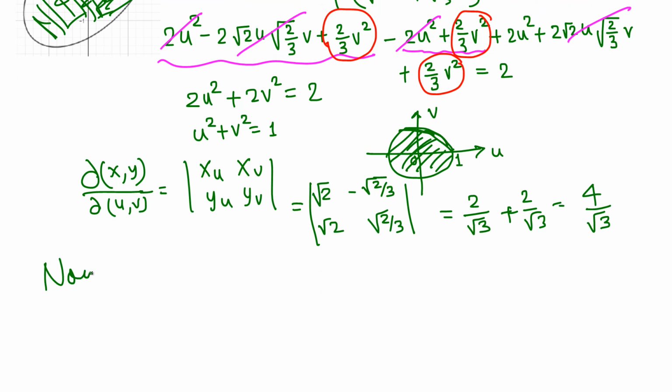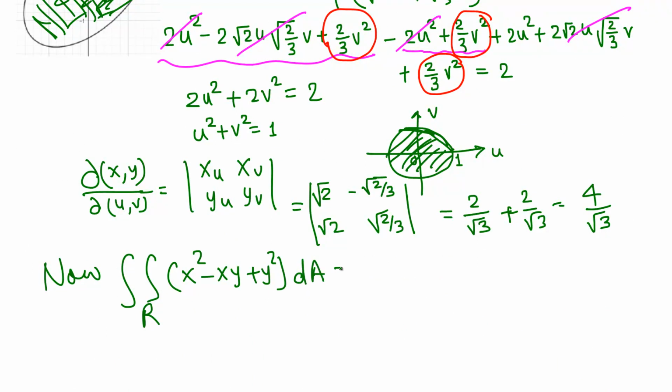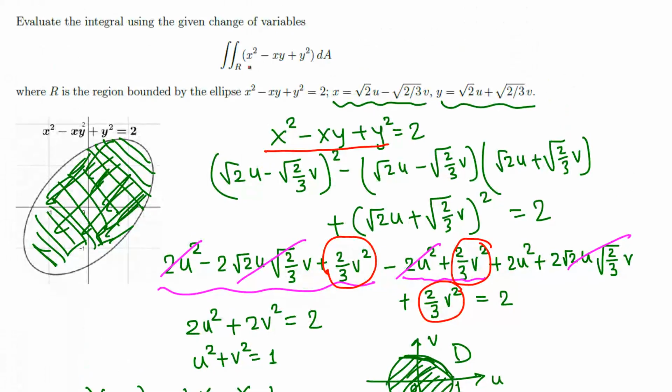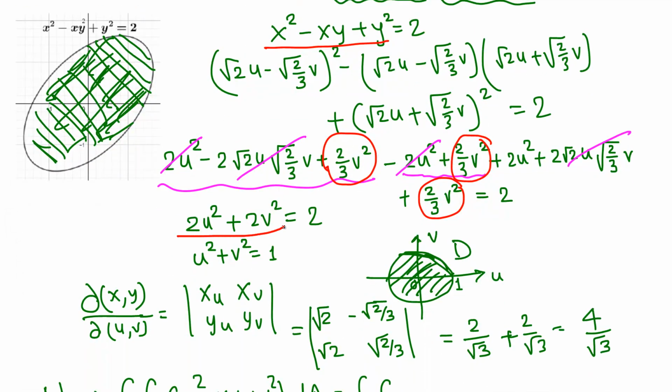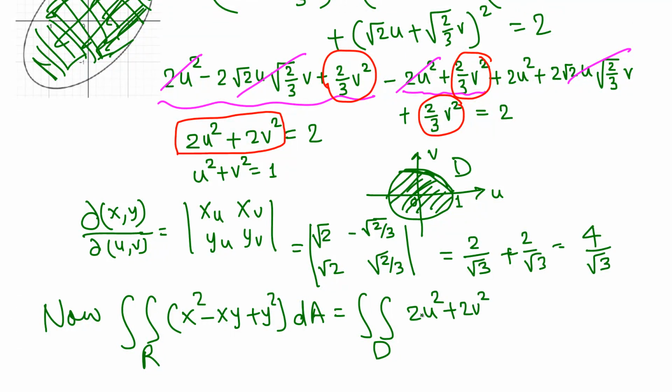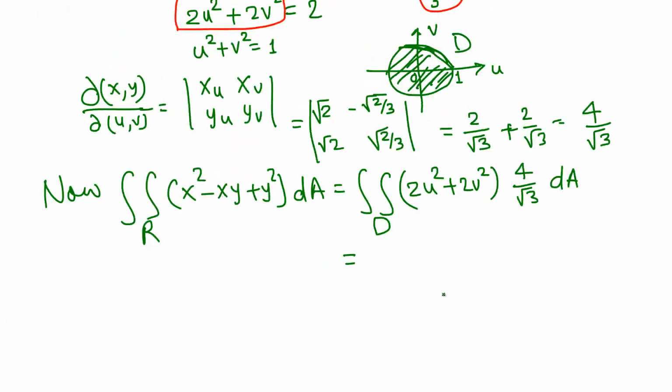Now the given integral on the ellipse, x squared minus xy plus y squared dA, will be the same as the integral over the new region. Let's say this is D, which is a circle, and we need to convert this into u and v. If you look closely, this left hand side is the same as the integrand, and in terms of u and v we have 2u squared plus 2v squared, times the absolute value of the Jacobian, which is 4 over root 3, dA. We can pull 4 over root 3 out, and inside we can factor 2 out.